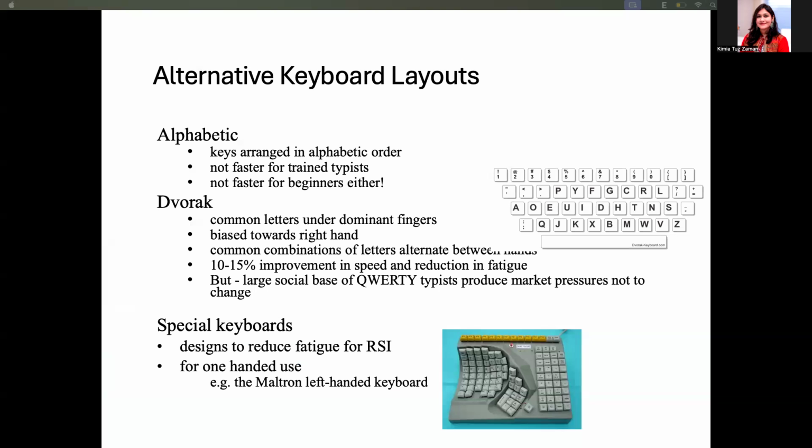So most of us type on the QWERTY keyboard, but did you know it was originally designed to slow down typists so typewriters wouldn't jam? Alternatives like Dvorak keyboard put common letters under strong fingers and even showed improvements in speed and reduced fatigue. But here's the catch. Once the world adopts a standard, it's very hard to switch. This shows that HCI is not only about design, it's also about social adoption.